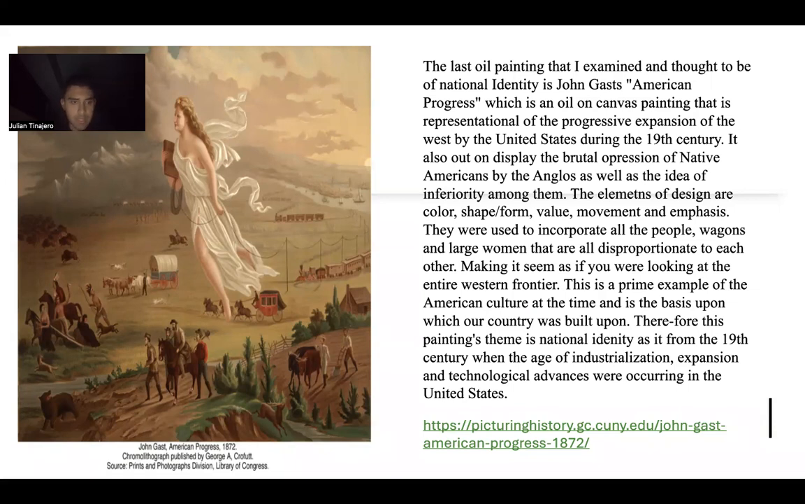In this painting, it is made to seem that it is meant for the Anglo-American, or the United States as a whole, to continue pushing westward, regardless of what was on that side, and just to continue until they hit the Pacific Ocean, as it was their manifest destiny. This is a prime example of American culture at the time, and it is the basis upon which the United States was built today. The painting's theme is of national identity without a doubt. It is from the 19th century, a time when America was industrializing and moving forward at a rapid pace.